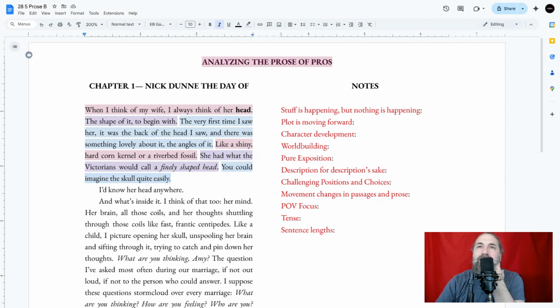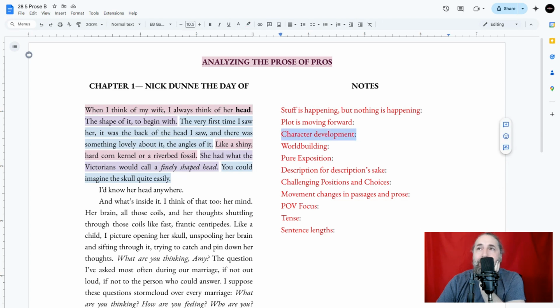All right, a couple things. This is all character development. This is somewhat plot because it's creating history. This is world building because she had what Victorians would call a finely shaped head. So we are defining the world. The world is our world because of the Victorians. And as you can see, every sentence moves into the next sentence. That's what it does, right?